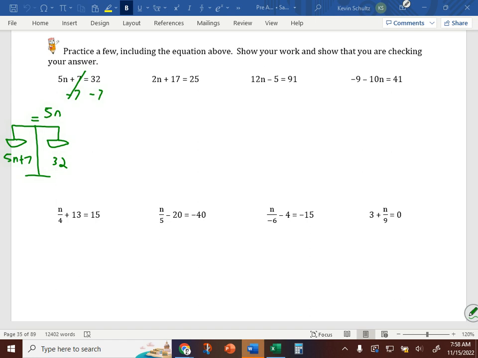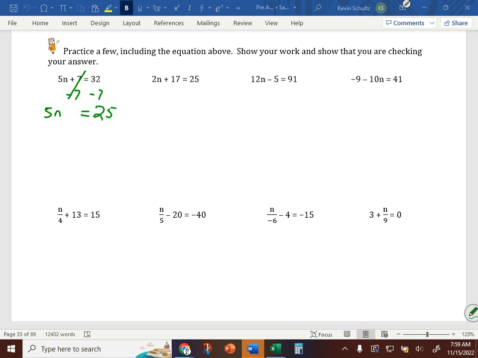Okay? So we have 5n equals, and what's 32 minus 7? 25. Right? Now you have an equation that looks very much like what you did in PO17. It says 5 times n equals 25. What this tells us is that whatever n is, 5 of them make 25.